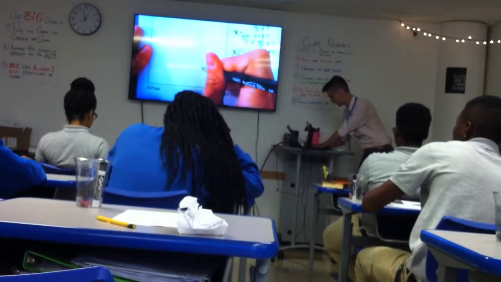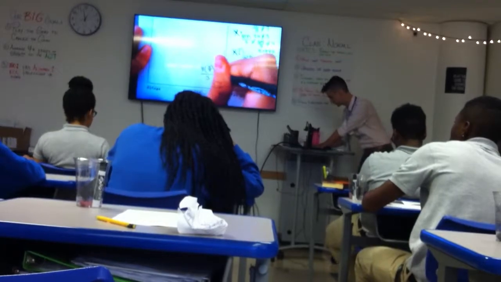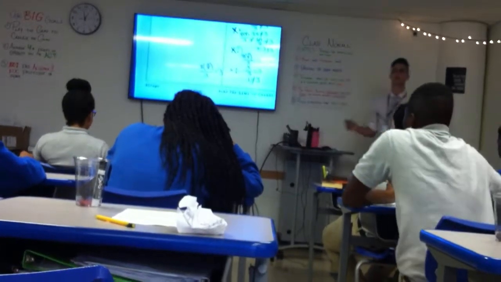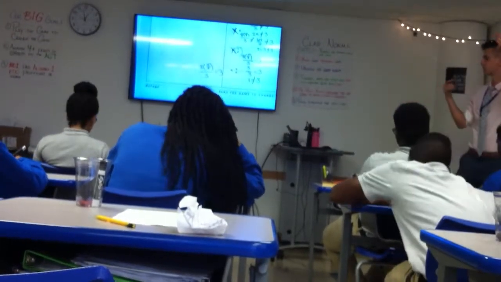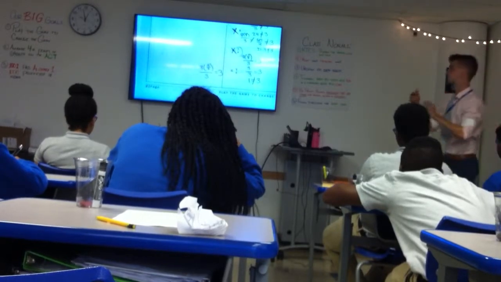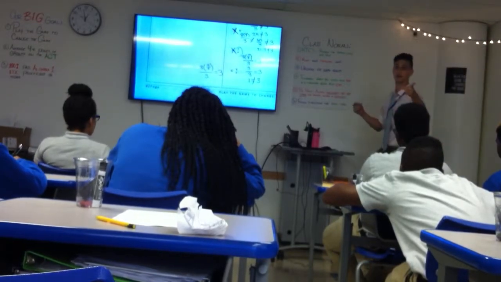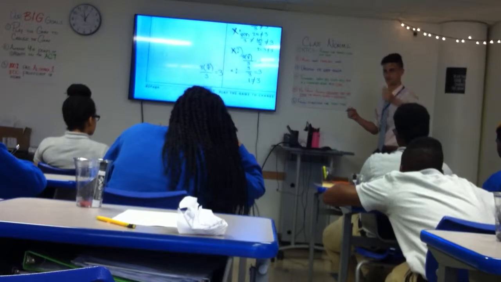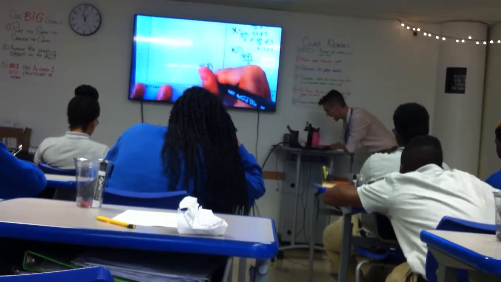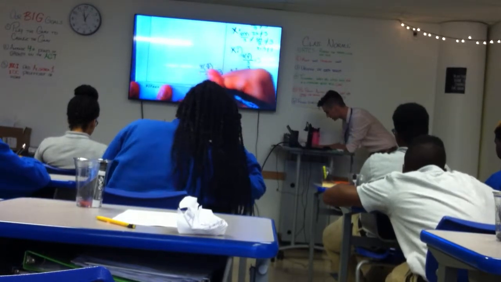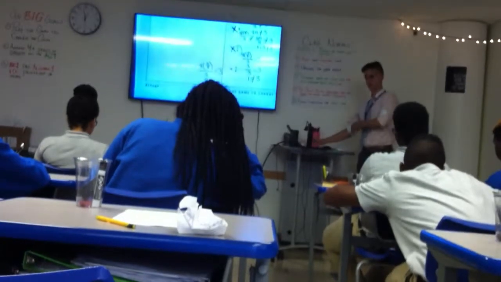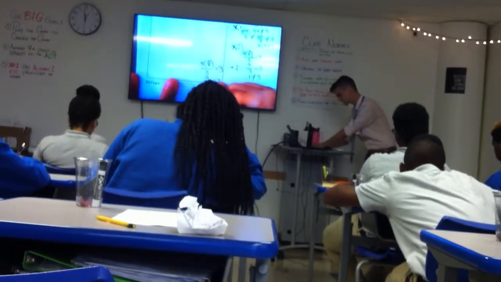8 times 9 over 8 divided by 3 should equal 3. If it equals 3, then it's a solution. 8 times 9 is, everyone? 72 divided by 8 is? So I have 9 over 3 equals 3. What is 9 divided by 3? 3. And 3 is the same as 3?